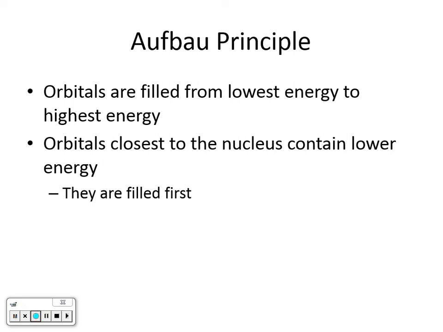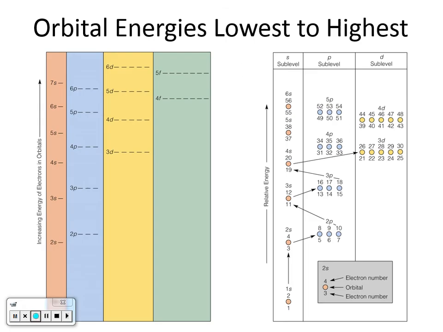All right. Good? So we fill orbitals from lowest energy to highest energy. Orbitals closest to the nucleus get filled up first. Then we move a little bit farther out, then a little farther out, and we fill them in order of low energy to high energy. Okay? All right. Here's a graph.